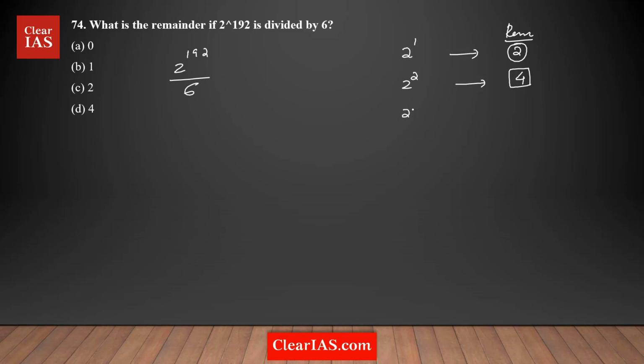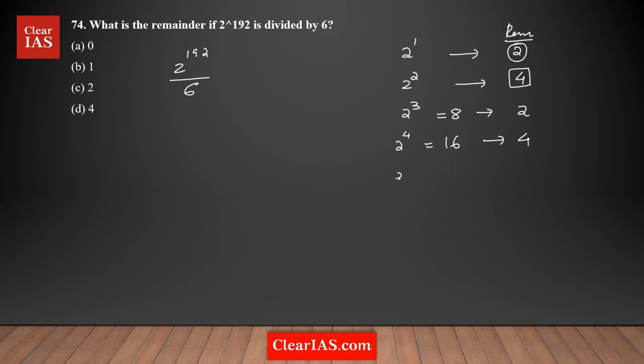Next power is going to be 2 to the power 3, which is 8, right? When you divide 8 by 6, what is the remainder? You're getting the remainder 2. Next power is 2 to the power 4, which is 16. When you divide 16 by 6, the closest multiple is 12. The leftover, or the remainder, is 4.